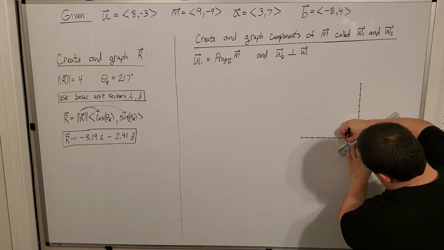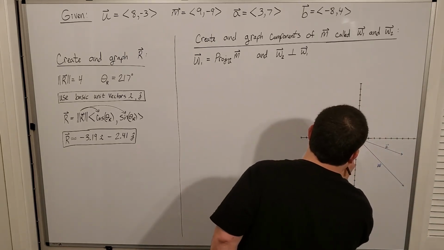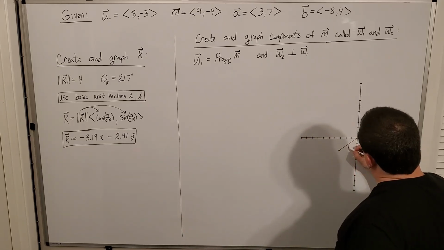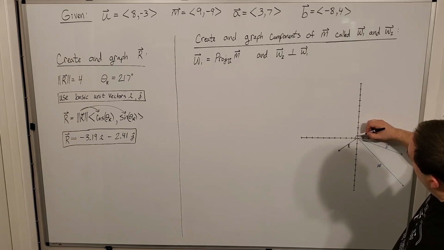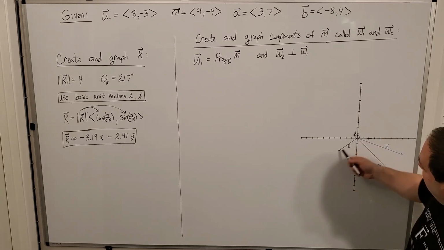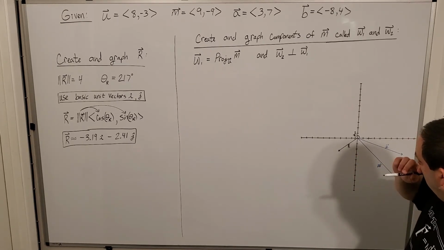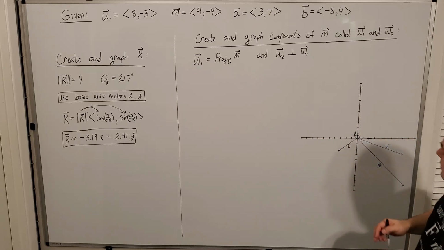So it should be something like this. Should be my r vector, right? So that you can see the angle that I rotated here is 217 degrees, right? And then of course the length of it, I measured 4, I use an inch for each one of these things, so I measured 4 inches of length there.